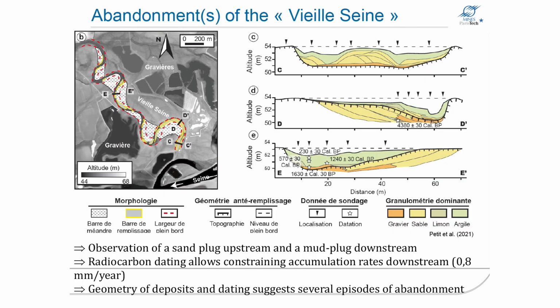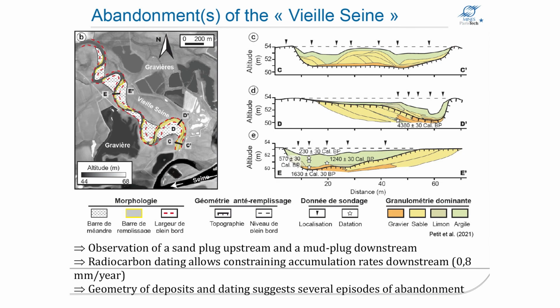So here are the results for the cross sections. So this is the map. You have 3 sections: E, D, and C. This one is upstream. This one is downstream. And here you can see the position of the soundings, and here are the interpreted cross sections.